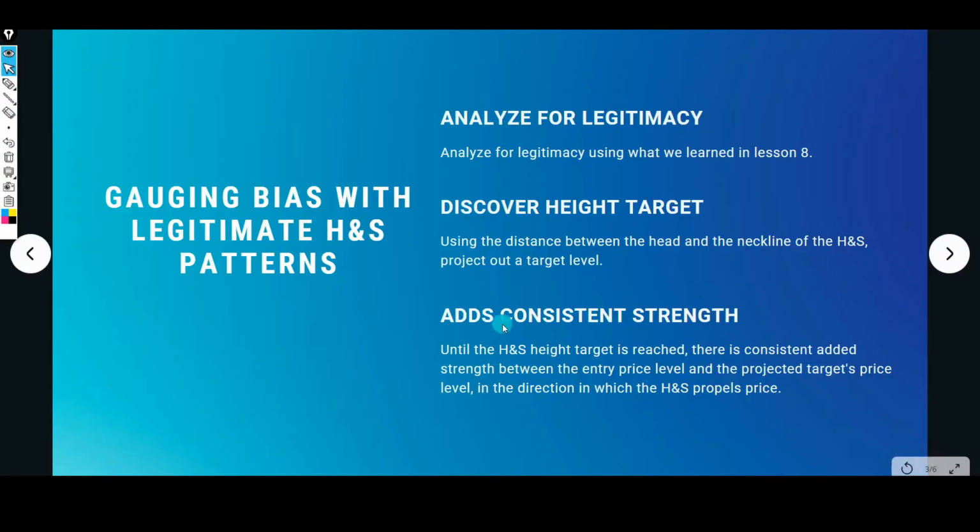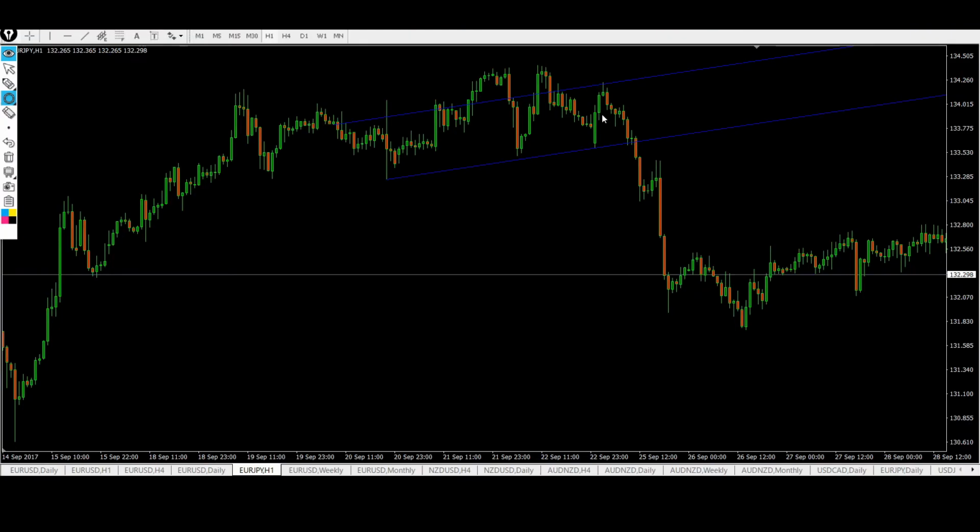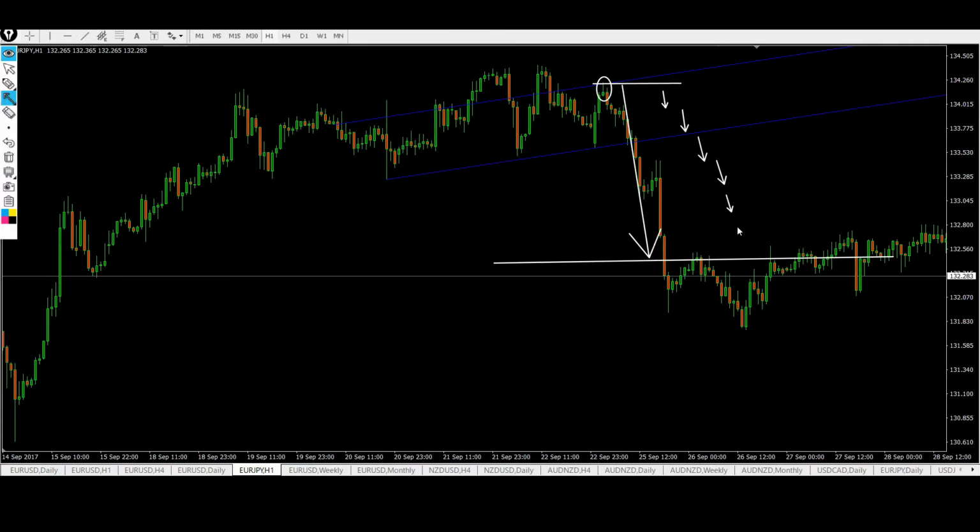Okay, let's go on to number 3. Okay, number 3, adds consistent strength. So until the H&S height target is reached, there is consistent added strength between the entry price level and the projected target's price level in the direction in which the H&S propels price. The entry price level for the H&S is right here at this pivot high. And like we drew earlier, that projected target level was at this price level right here. So since this H&S was in fact legitimate, from this entry price level all the way down to the projected target level, there will be consistent strength added down to every pivot that we measure the future strength of.